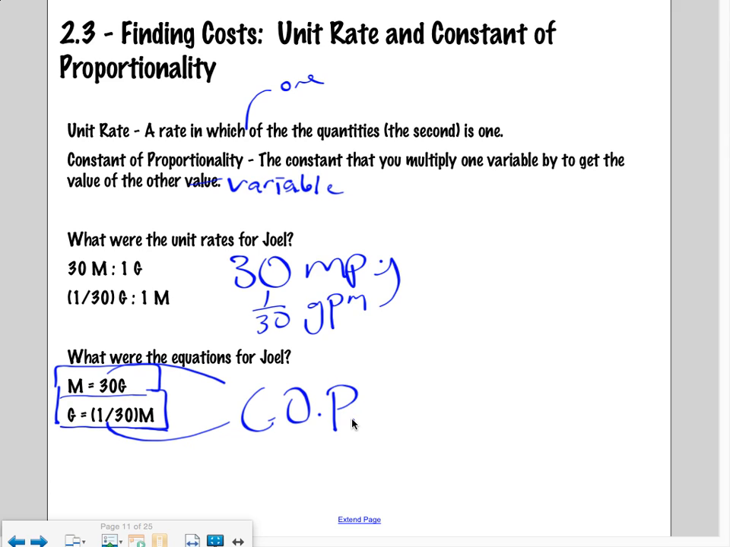So since these are the same, and we have talked about these before, the constant of proportionality is also your unit rate. So in this case, the constant of proportionality is a unit rate of 30 miles per gallon. And in this case, the constant of proportionality is a unit rate of 1/30th gallon per mile. So again, remember the constant of proportionality tells you the unit rate, and the constant of proportionality is the constant that you multiply one variable by to get to the value of the other variable.